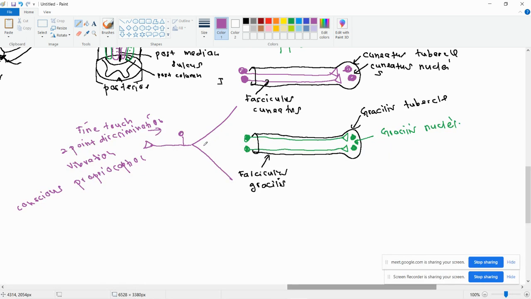The difference between fasciculus cuneatus and fasciculus gracilis is only the location, class. Fasciculus gracilis carries sensation from the lower trunk, which is your abdomen and your pelvic area, and also the lower limb region. So any sensation such as fine touch from the lower trunk and lower limb is carried by fasciculus gracilis.